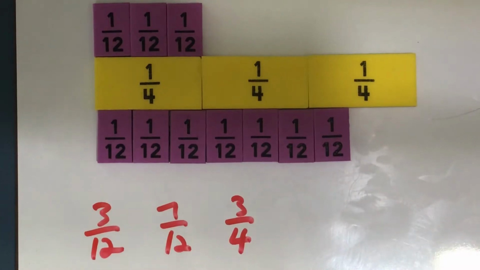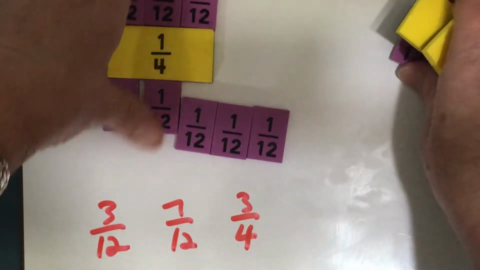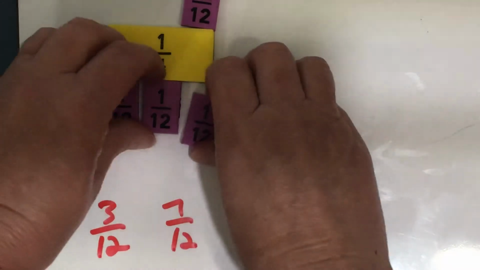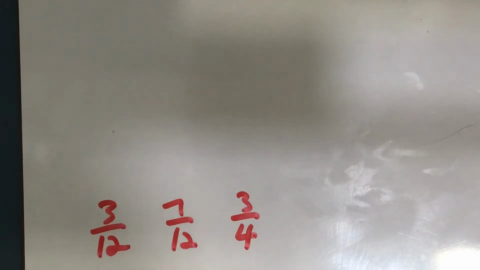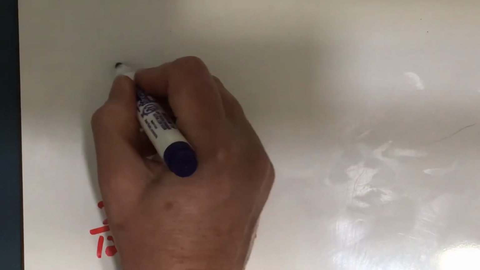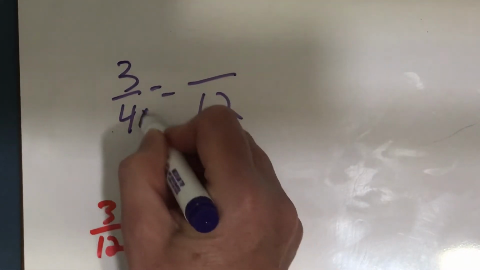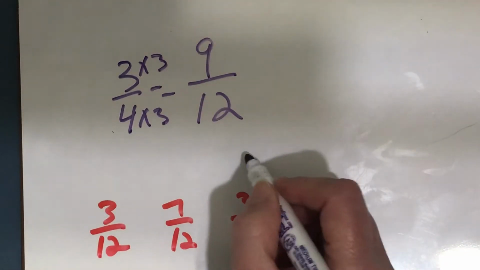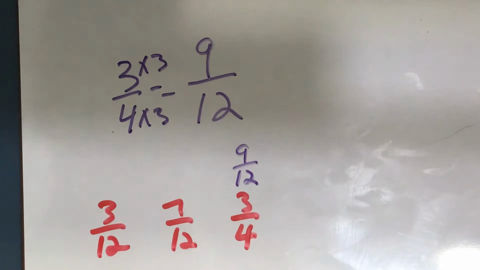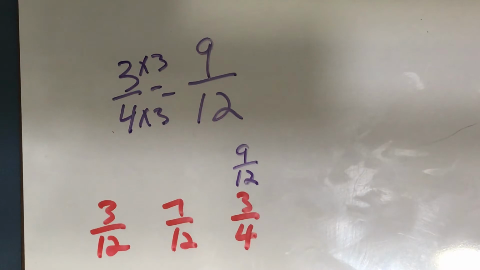I can also compare them without using my fraction strips. I can make it so they all have the same denominator. I see that 3/12 and 7/12 both already have 12 as a denominator, but I can change 3/4 to 12 also by multiplying to find an equivalent fraction. So I have 3/4 equals how many 12ths? Well, 4 times 3 equals 12, so 3 times 3 equals 9. So 3/4 is the same as 9/12. They are equivalent. So 9/12 is greater than both 7/12 and 3/12.